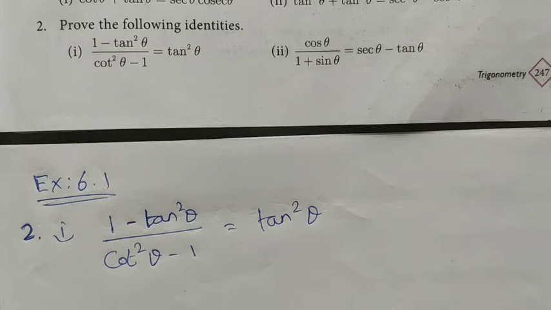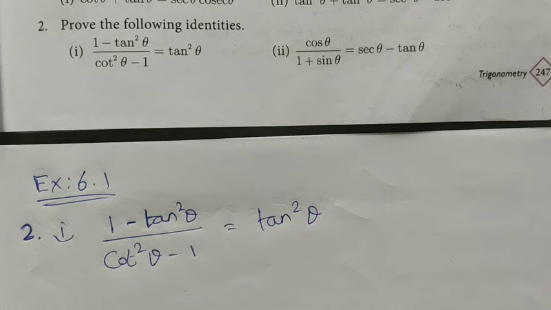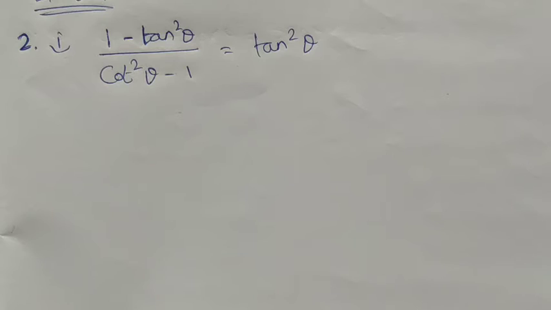Exercise number 6.1, question number 2. Prove the following identities. The first Roman number is given as (1 minus tan square theta) divided by (cot square theta minus 1) is equal to tan square theta. The second Roman number is cos theta divided by (1 plus sin theta) is equal to secant theta minus tan theta. Let's see the first Roman number.